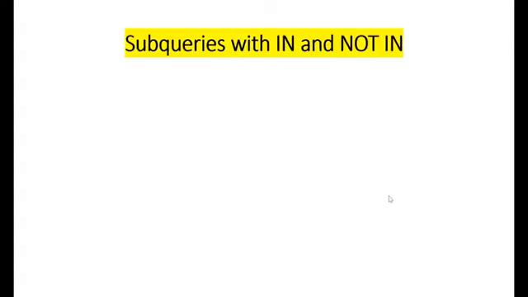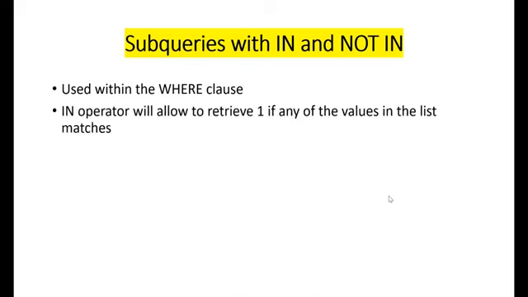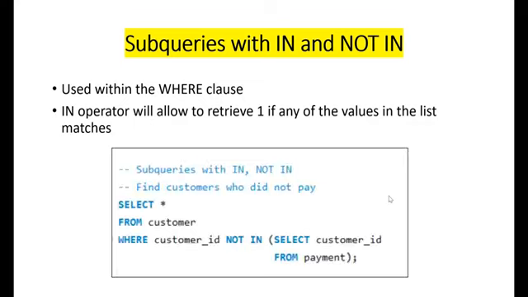The next type is subqueries with in and not in. So it is also used within the where clause, and the in operator will allow to retrieve one if any of the values in the list matches. In this example, we have the customers who did not pay. We select all the customer ID from the payment table, so all the customers that have paid, and we check. So if the customer ID is not in this list, it means that they did not pay. If all the customers have paid, this will return an empty list, and we will see that in the hands-on.